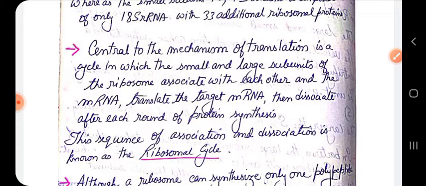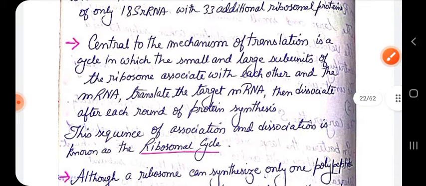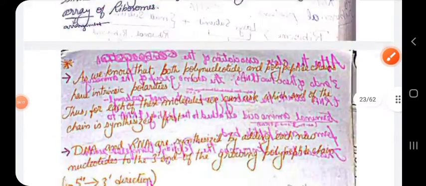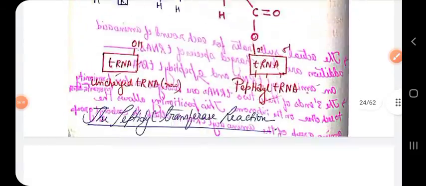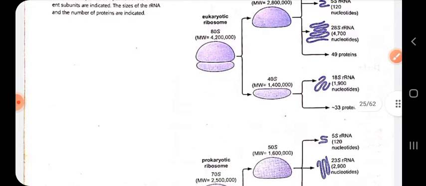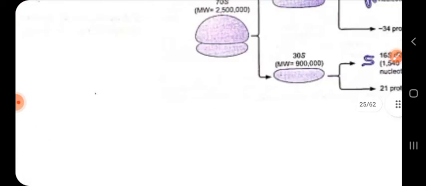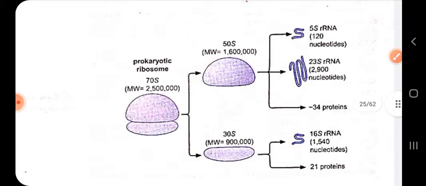So I hope you have understood what I have said. Let us see the picture. Then I will go to this point. This is the picture. So first I will try to show you the picture of prokaryotic ribosomes.